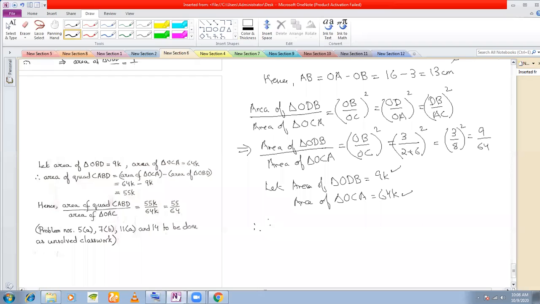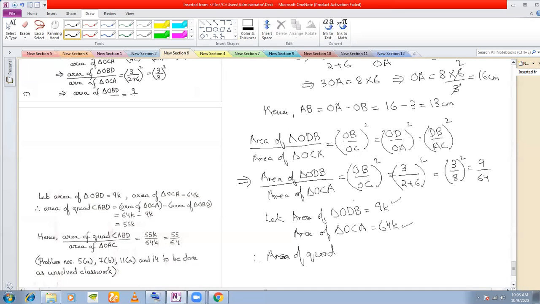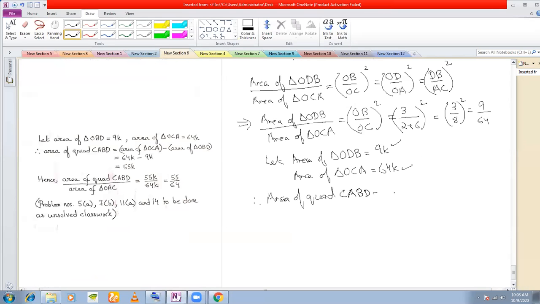So therefore, area of quadrilateral, what have they called it? CABD is equal to area of triangle OCA minus area of triangle ODB, which is equal to 64K minus 9K, which is 55K.